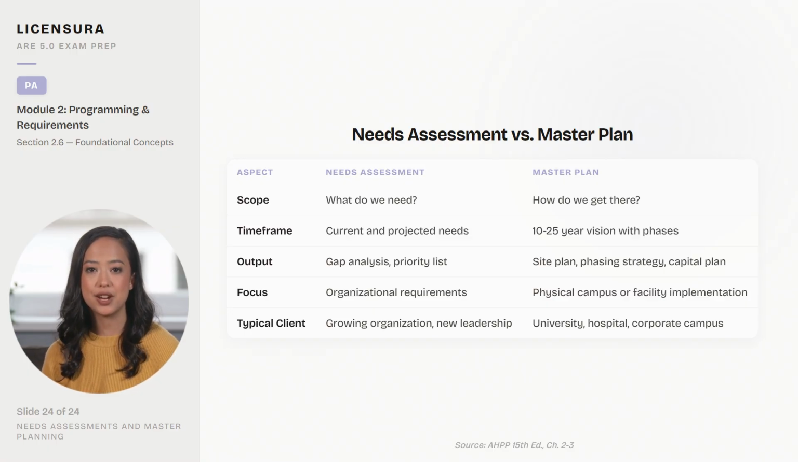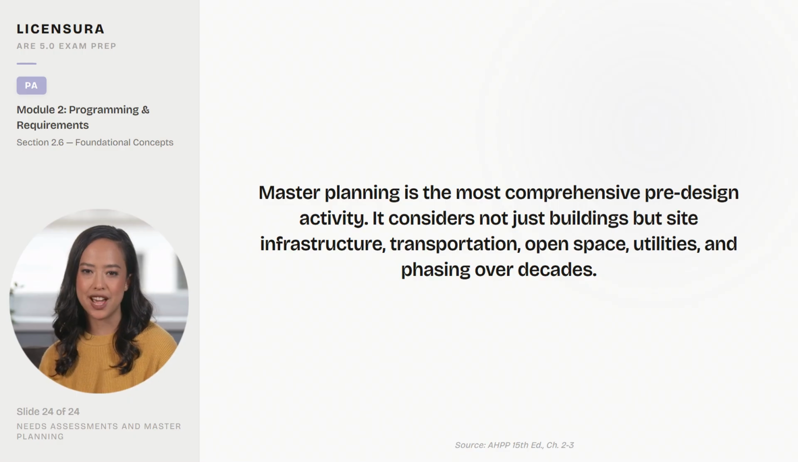Needs assessments focus on organizational requirements, while master plans focus on physical campus implementation. On the exam, master planning is always positioned as a pre-design activity that establishes the framework for individual building projects. Master planning is the most comprehensive pre-design activity. It considers not just buildings, but site infrastructure, transportation, open space, utilities, and phasing over decades. Individual building programs must align with the master plan.